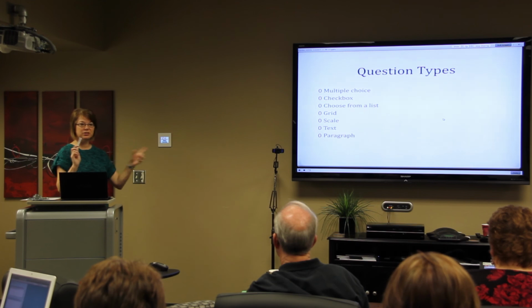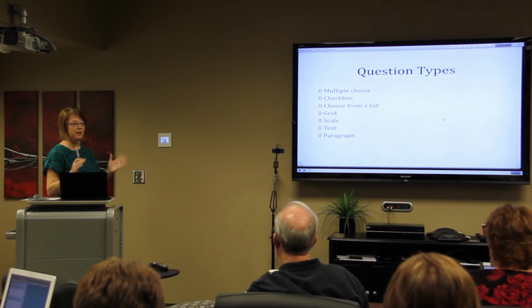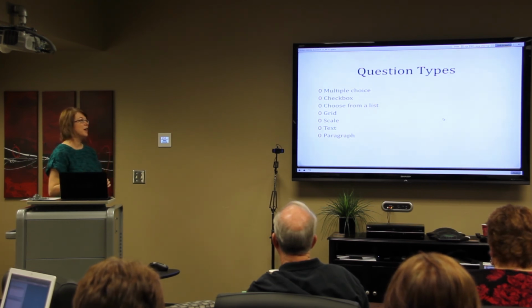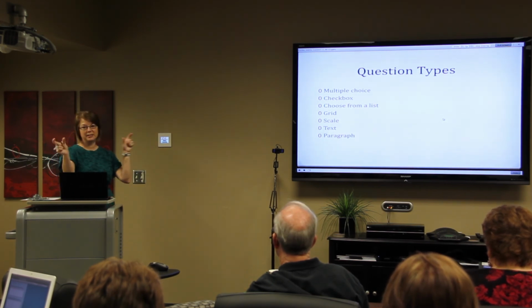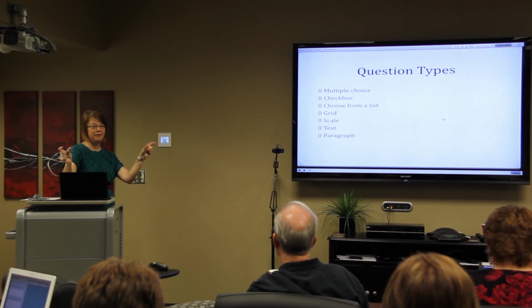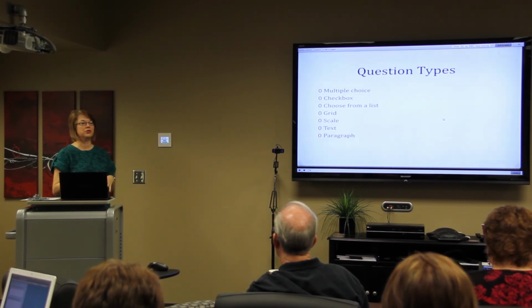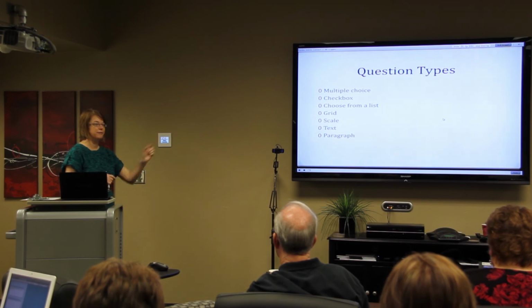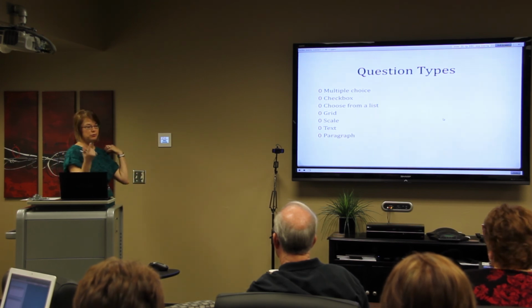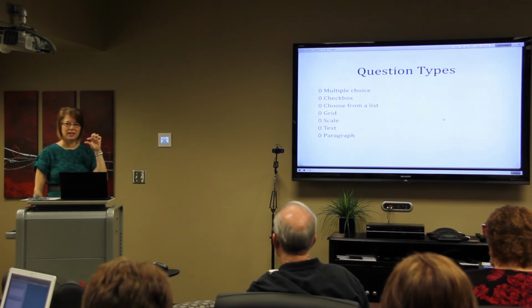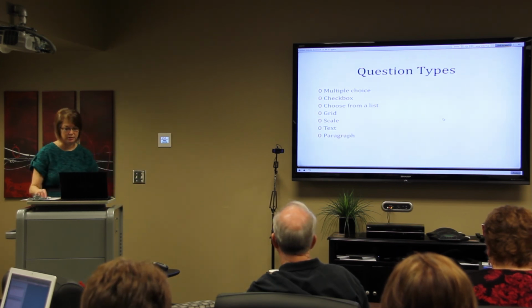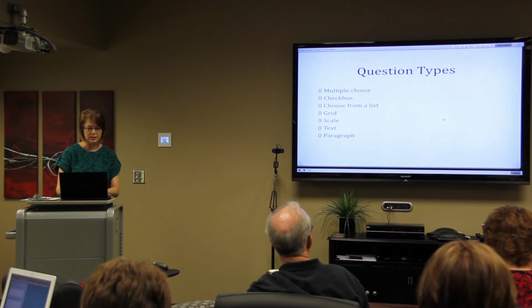Scale is like the Likert scale, 1 to 10, 1 to 5. You choose the range. The only thing is, in Google Forms, they only let you label the first and last, like what's a 1 and what's a 5. You can't do the others. So it's like, I hate the food, I love the food, then the people choose. Text just gives them a little box to type in, paragraph gives them a big box to type in. Those are your question types.